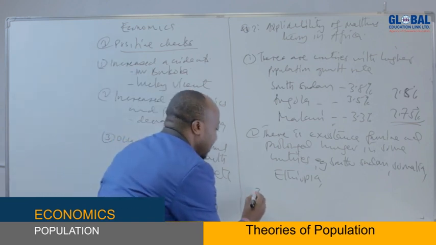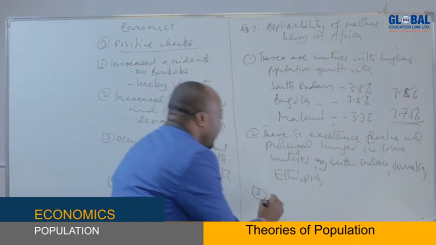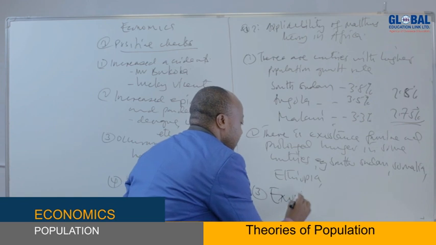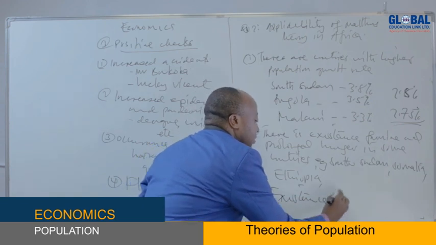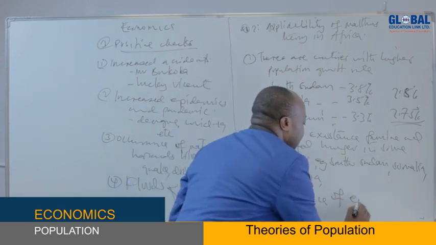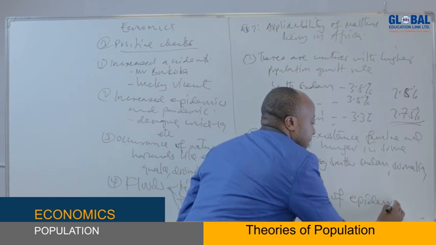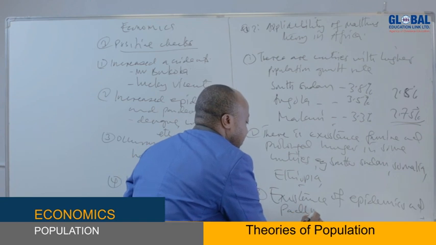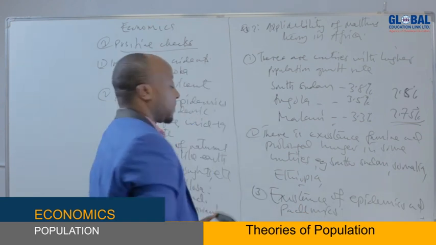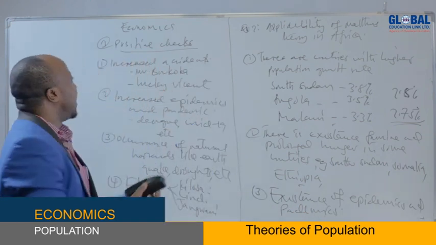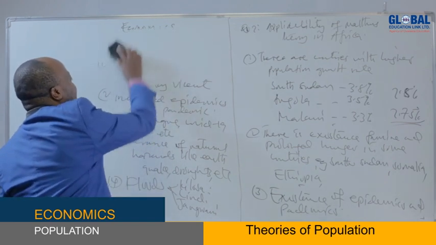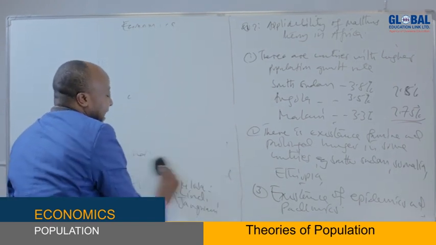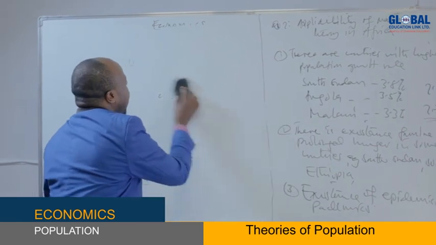Number 3, applicability. We have the existence of epidemics and pandemics. That is another evidence that Malthus population theory is applicable in Africa. We can see there is an increase in epidemics and pandemics.